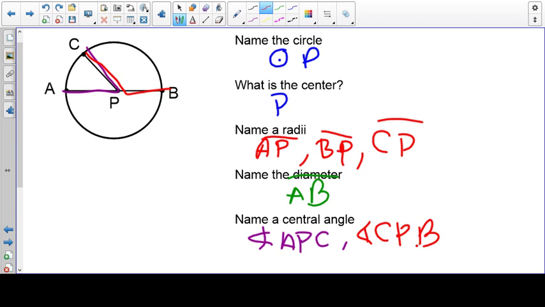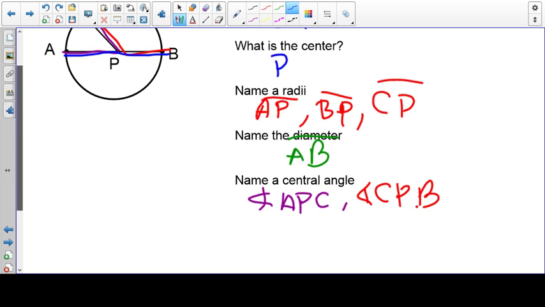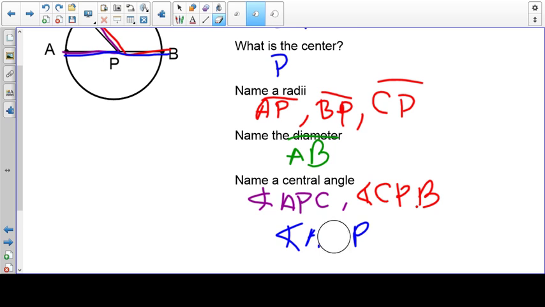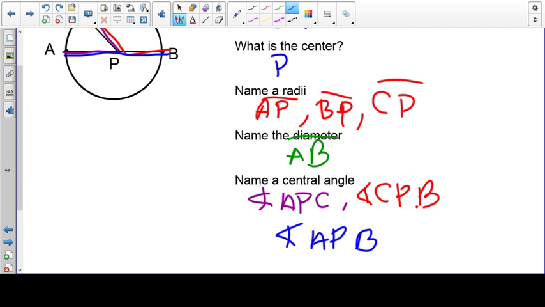Or if I really wanted to, technically, I could have the angle of APB, which would be 180 degrees. But yes, that is still considered an angle. So again, just like with the radius one, I just need one, so whichever one you want to give me is fine and dandy.